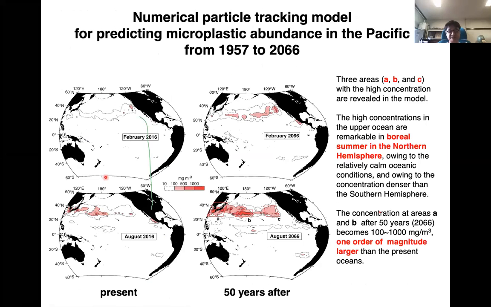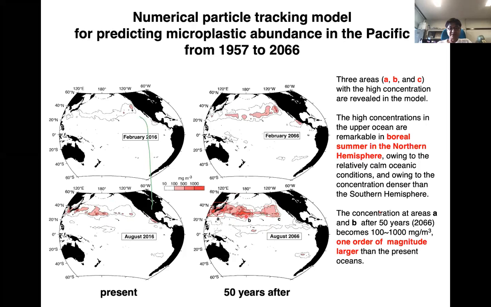The left-hand side shows the microplastic abundance at the present time. The right-hand side shows the microplastic abundance in the future, 50 years after. We can find that the very dense microplastic at the midpoint of the North Pacific here in the August, here at the present time, and in the 50 years after.